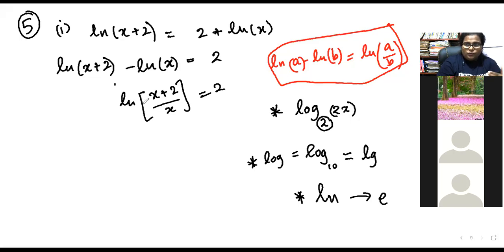So what we have to do is eliminate this ln function from this equation.